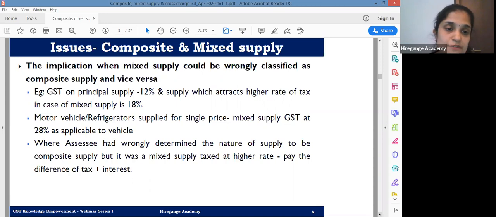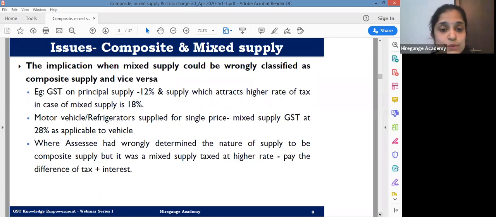Whereas if it is actually of the nature of a mixed supply, later they come to know it will be taxed at 18%. To come back to the earlier example, if a motor vehicle and refrigerator are supplied for a single price, then it should be taxed at 28%, not at the 18% which applies to the refrigerator. And if there has been a wrong determination of the nature of supply as a composite supply, but later it is found to be a mixed supply, or it is found it is to be taxed at a higher rate, then the difference of the tax, interest, and penalty may also be required to be paid.